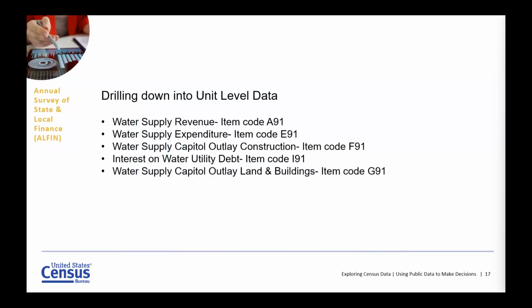Unit level data allows for two things. First, it allows you to focus at a specific government level that matters to you. It's not a summation of all the state or all the local data, but at a county level or a school district level. And second, it allows you to look at specific items and functions that concern you. One example I have here is water supply data. I put the item code that Census uses after the label, so you can see that there is a pattern that can be exploited to get to the data that you want. Here, every item code that ends in 91 relates to water supply data.